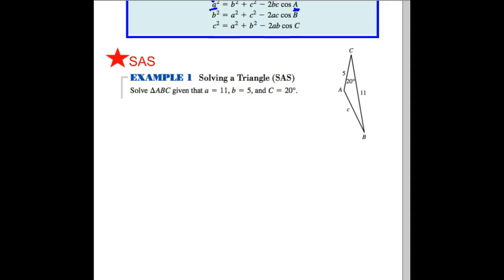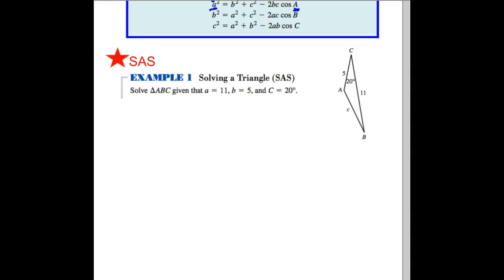We are given a triangle. We are told side A is 11, side B is 5, and the angle in between them is 20 degrees. Okay, so we have a side angle side situation. We are only given one angle, that angle C, which means the very first thing we're going to have to figure out is side C. Okay? We can't find anything else until we know that missing side.